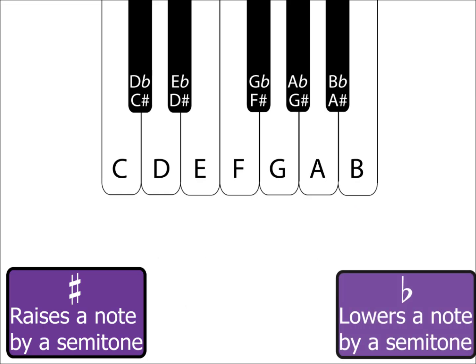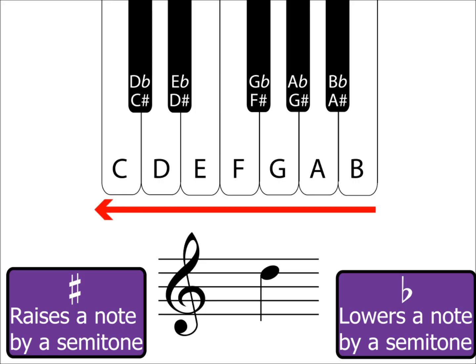A flat symbol lowers a note by a semitone. In other words, you move down the keyboard by one semitone, and when I say down, I mean further down the keyboard towards the lower sounding notes in the direction of this arrow. So here's D, and here it is on the keyboard. Putting a flat in front of the note makes it D flat, one semitone lower.